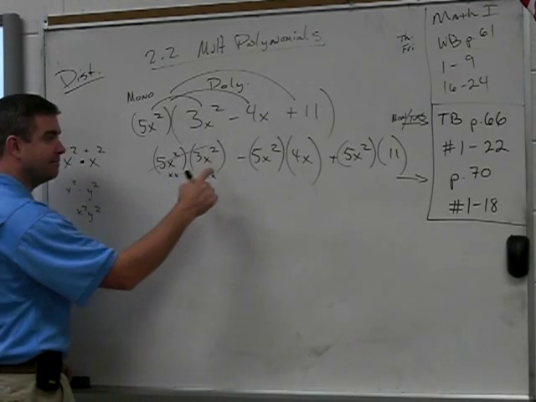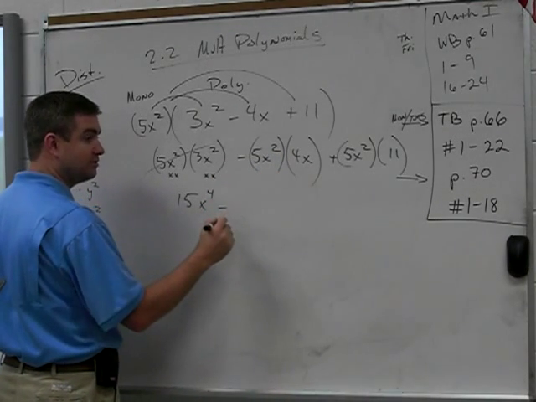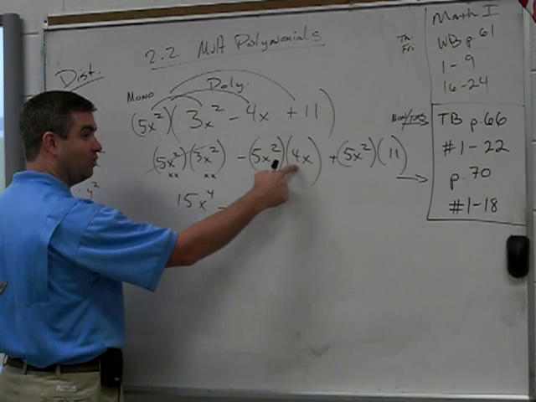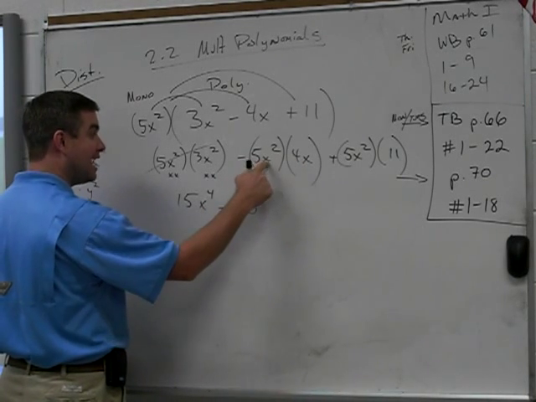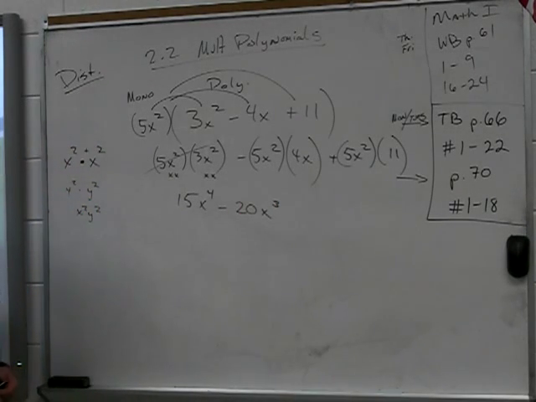So that took care of that. Negative, I got 5x squared times 4x. Do the numbers first. What is 5 times 4? 20. What is x squared times x? X to the 3rd, or you can shorten it and say x cubed.